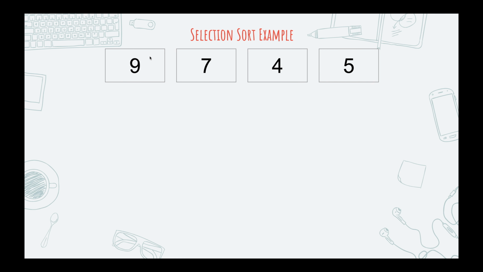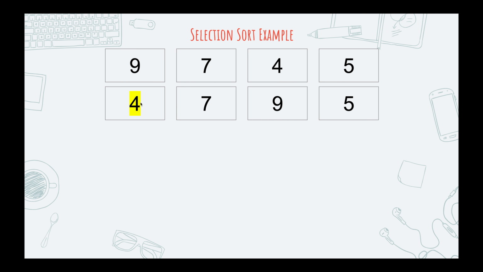So what we're going to do is swap 4 and 9. And then 4 goes here, 9 goes here. The reason why we swap it is because we don't want to lose the value at position 0. We want to keep 9 within the array, so we simply swap it. Now that 4 is sorted, this is going to be part of the sorted array, and all the numbers to the right of it are going to be unsorted.